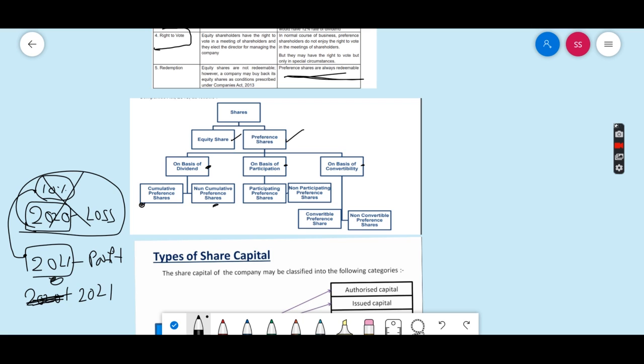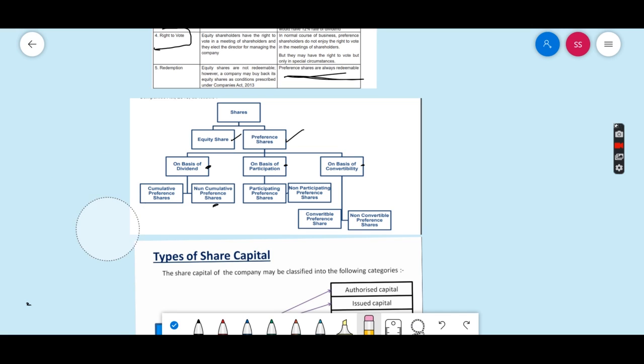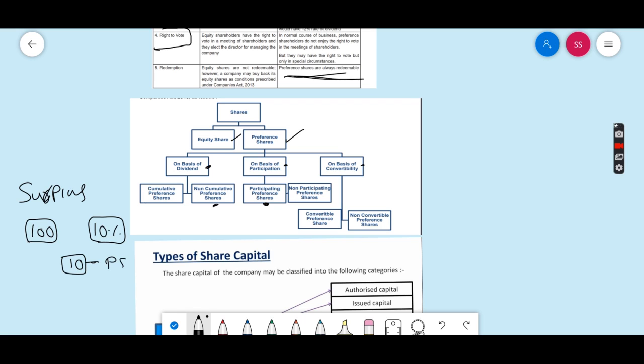Okay. On the basis of participation, participating preference shares have a right to participate in the surplus of profits, right? So generally, 100 rupees you got profit, right? And then we have promised 10 percentage to the preference shareholders. That means 100 into 10 percentage, 10 rupees we will pay to the preference shareholders. Remaining 90 rupees will be enjoyed by the equity shareholders only.